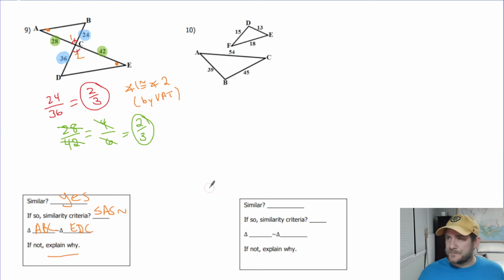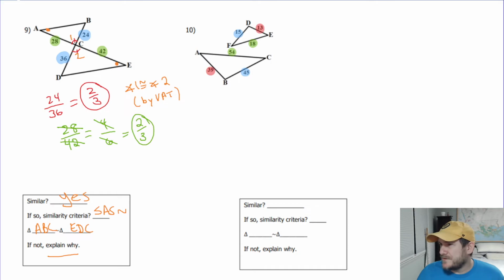That's not applicable. All right, another one. This is looking like it's a side, side, side. My smallest side is the 13. Here my smallest side is 39, so we'll put those together. My greatest side is 18 and 54, and my middle sides are 15, 45.